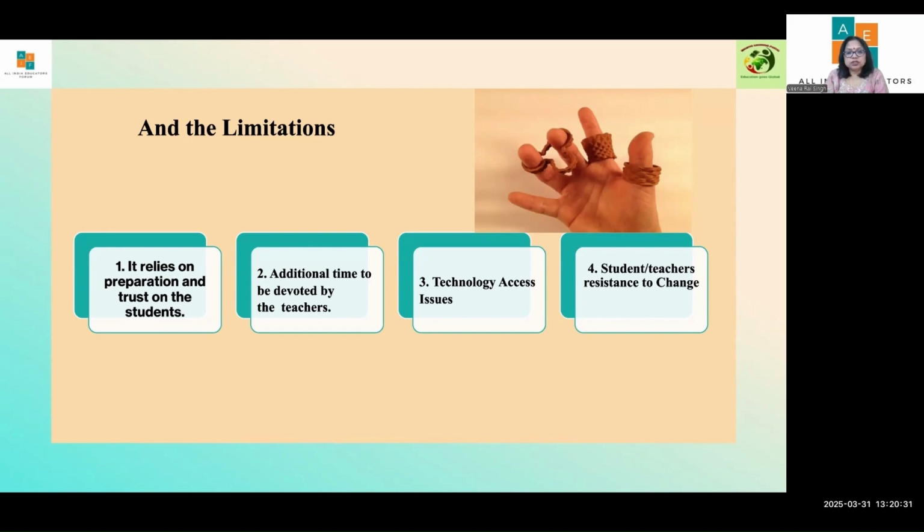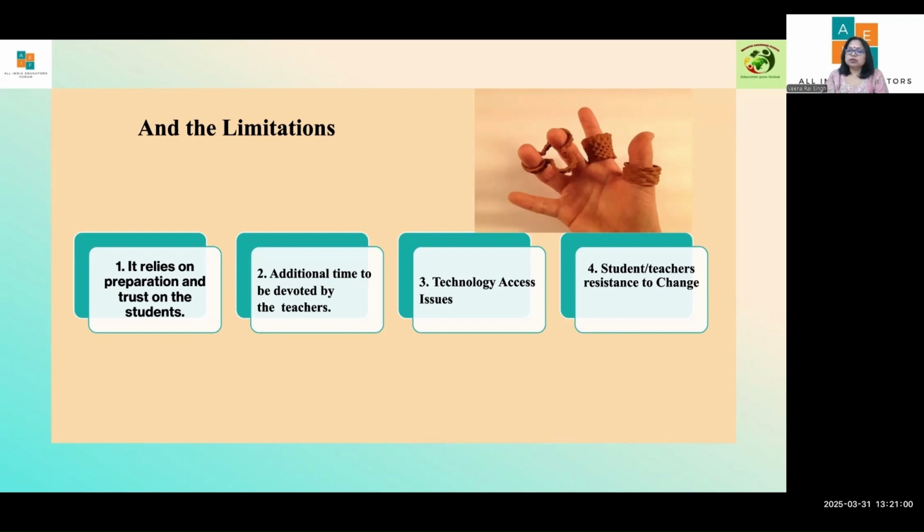Talking about technology access issues, yes, if we want the child to watch a video in an area such as villages where the internet is not available, it is going to be a little difficult. But this can be overcome with the help of mobiles, which are available everywhere.